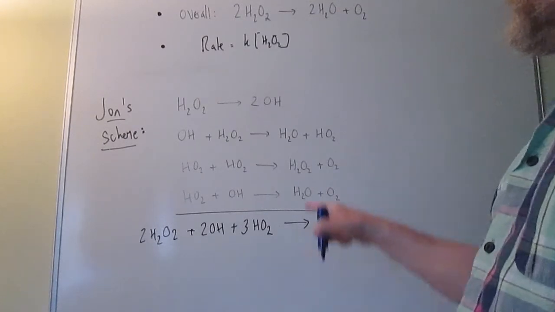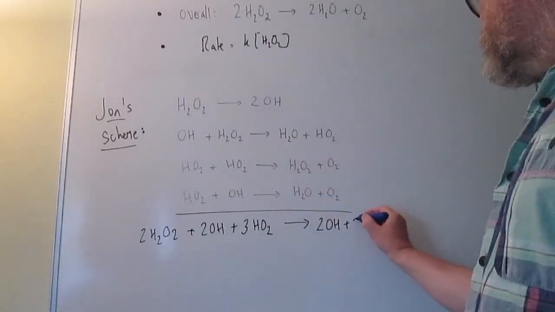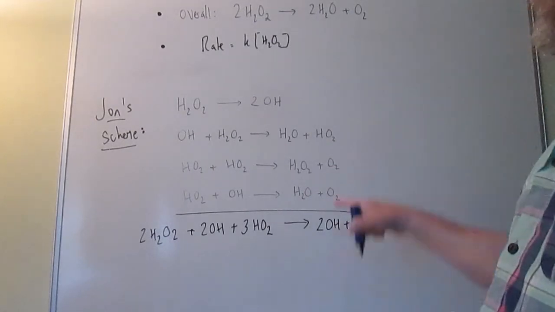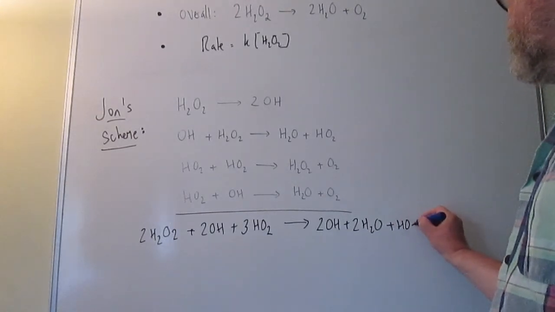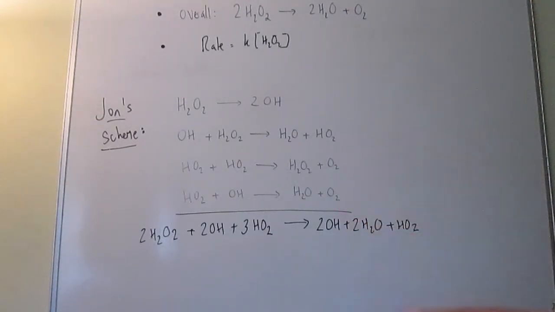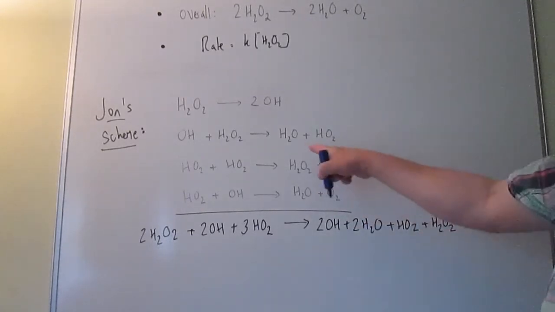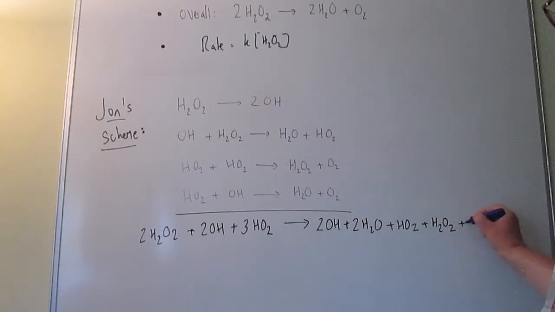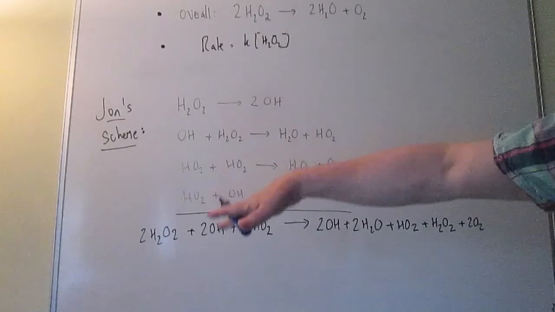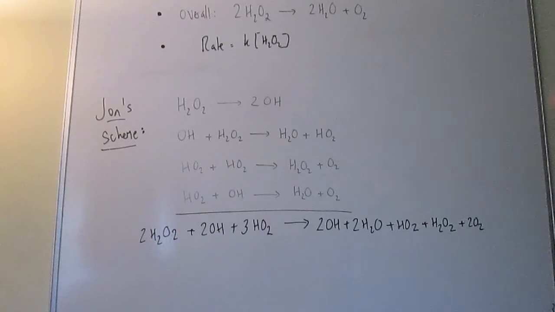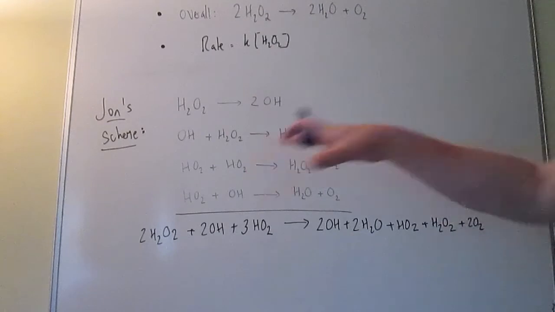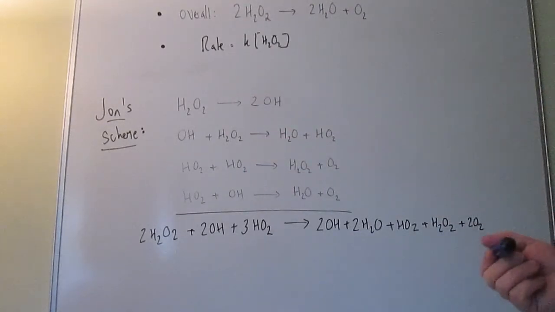So 2 OHs. We have 1 water, 2 waters. We have an HO2, just one of those on this side. And we have an H2O2. And we have 2 O2s. So there's quite a lot to keep track of, but if you just go through and count up everything, that's what you should get. And then there's going to be some cancelling to do, because lots of those things occur on both sides. Remember, you must never ever leave equations in that state where they have the same thing on both sides. We've got to go through and do the cancelling.